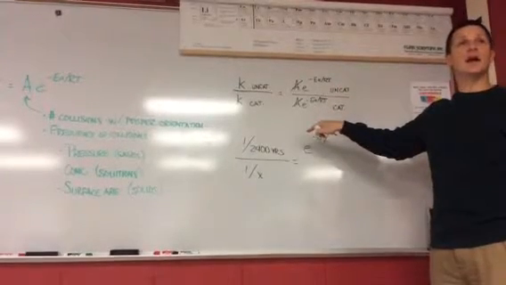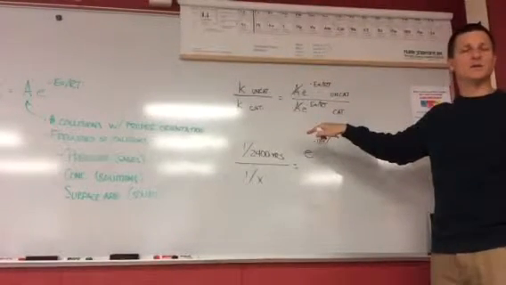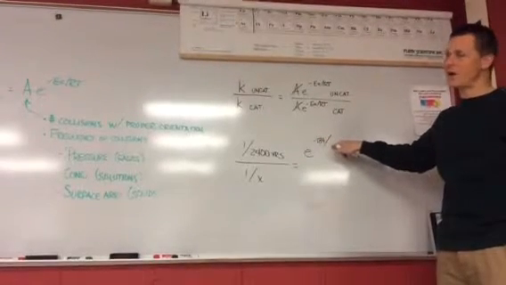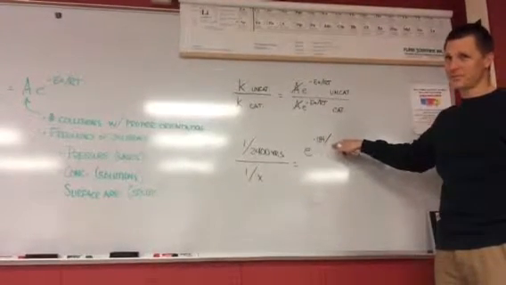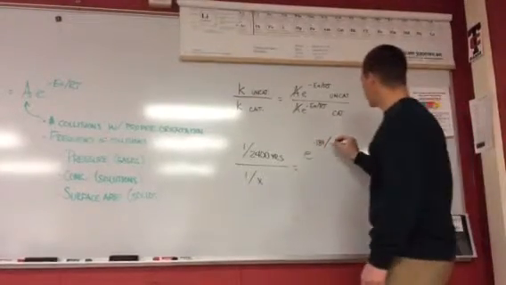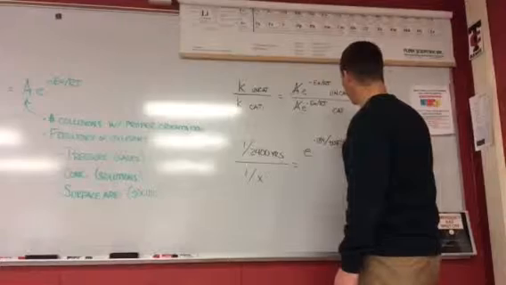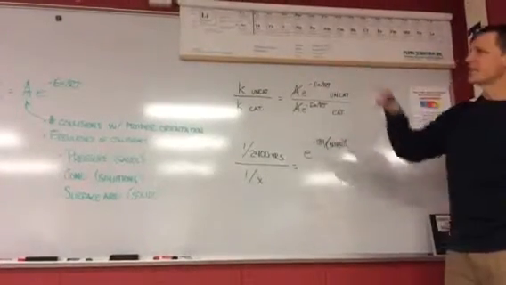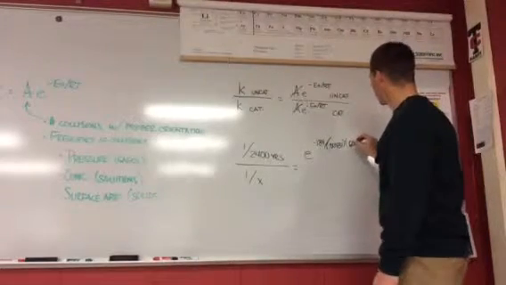Now, what's the unit on the activation energy? It's kilojoules. What do I have to plug in for R? 8.31 times 10 to the negative third, so 0.00831. Same thing. And then the temperature is given to you at 600 Kelvin.